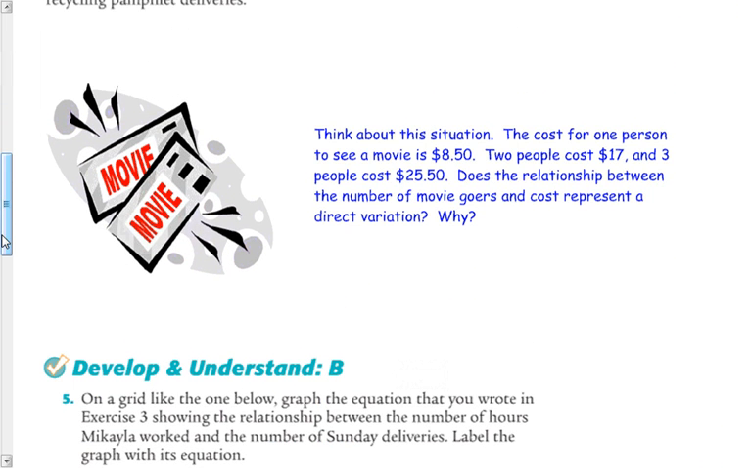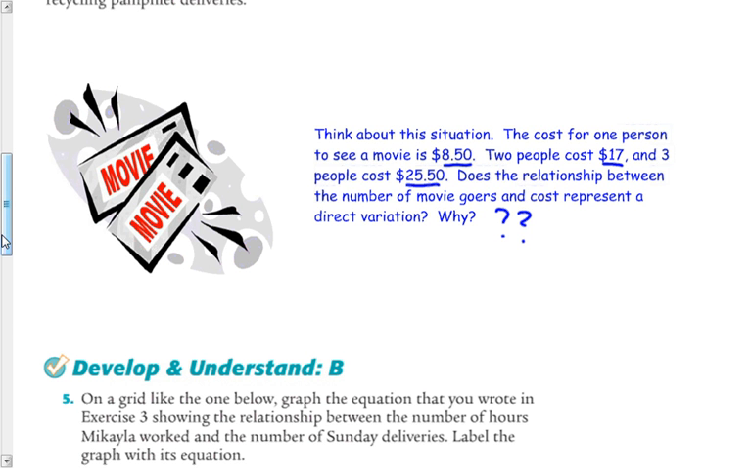Think about going to a movie. The cost for one person to see a movie is $8.50. The cost for 2 people is $17. The cost for 3 people is $25.50. Does the relationship between the number of moviegoers and the cost represent a direct variation? Why? I want you to think about that and come to class with that answer. I may even have a spot for you on the web page for you to leave your answer for that. But basically, I'm asking you yes or no, and why, if it is a direct variation?